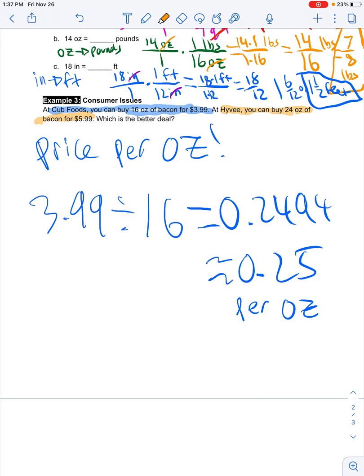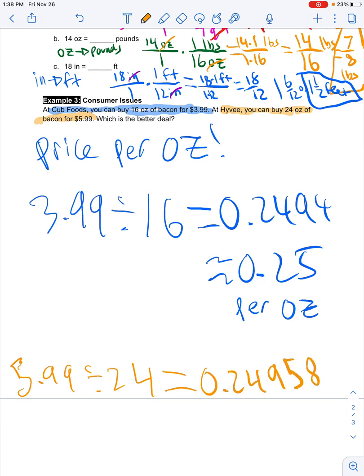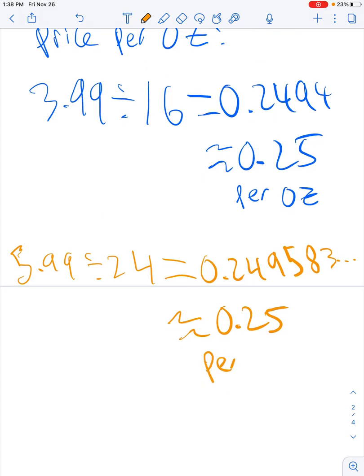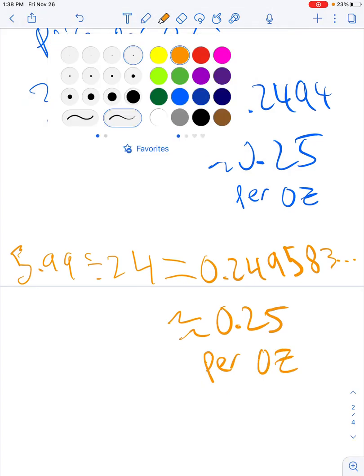We'll do orange. Hy-Vee, you can buy 24 ounces for $5.99. So again, I'm going to take my $5.99. I'm going to divide it by how many ounces I have because I want to get the price per ounce. $5.99 divided by 24 is 0.2495833. So again, these both round to 25 cents per ounce.